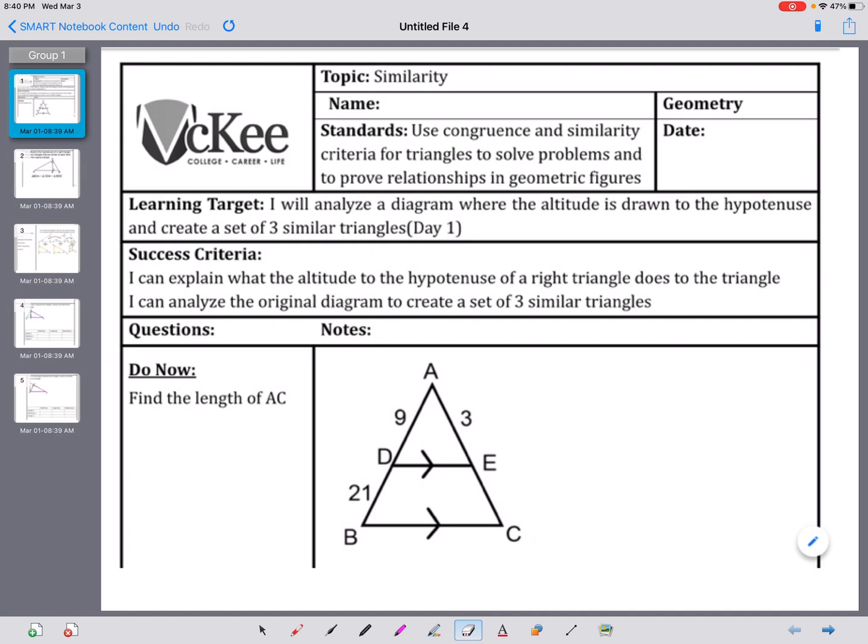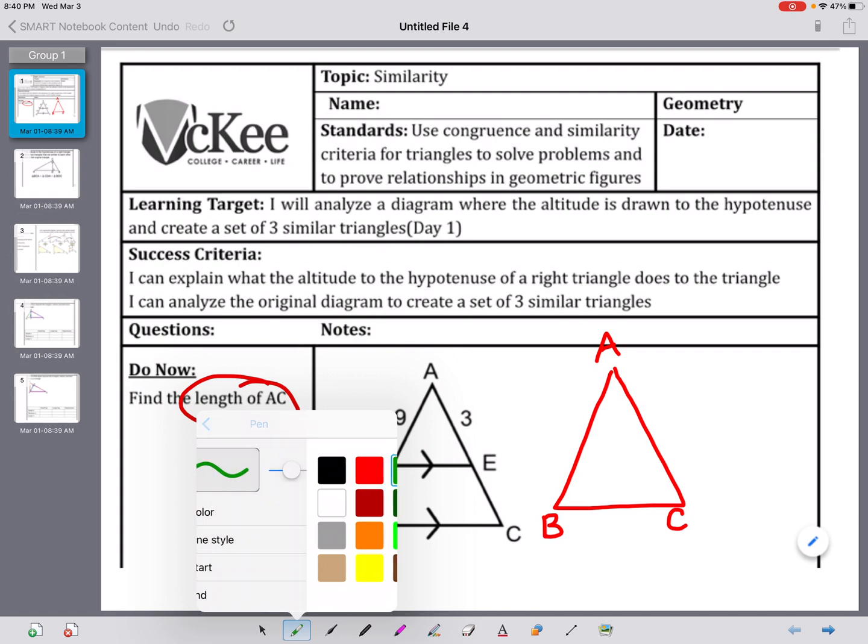So let's get started with the do now here. This is something that we've been practicing for quite a few days now, and you are trying to find the length of AC, right? So we've seen these diagrams over and over again where we have two triangles, a big triangle, or the original one, and then that line that creates the second triangle, or the smaller triangle.